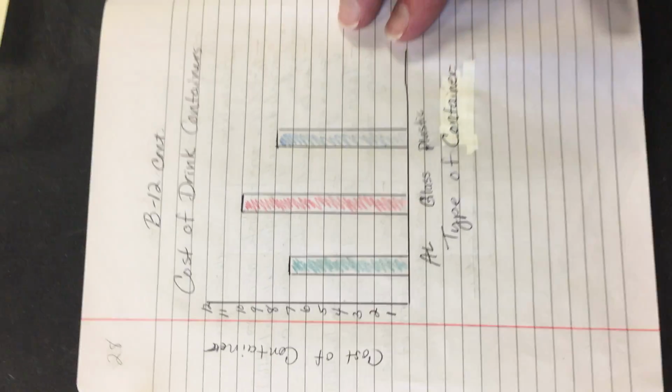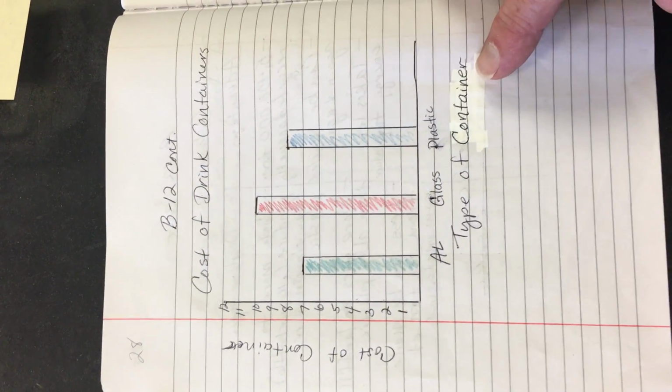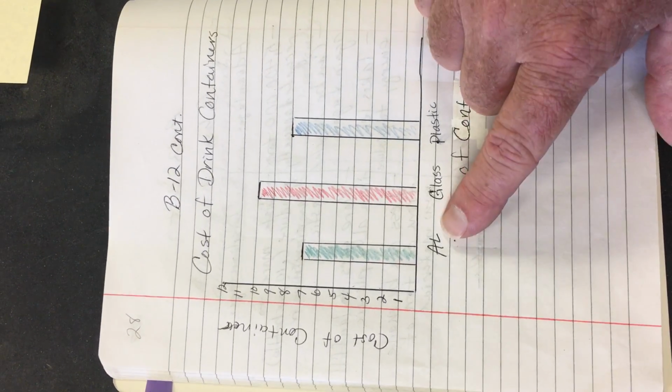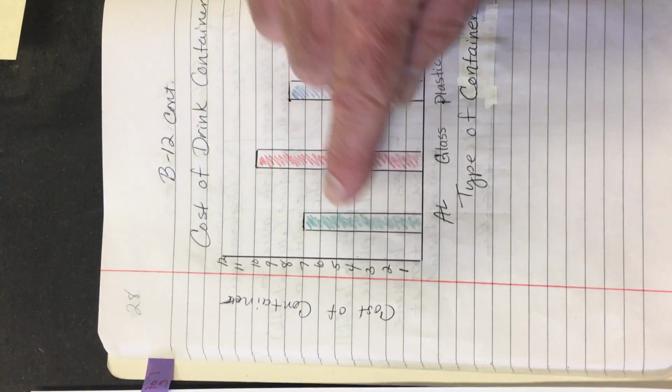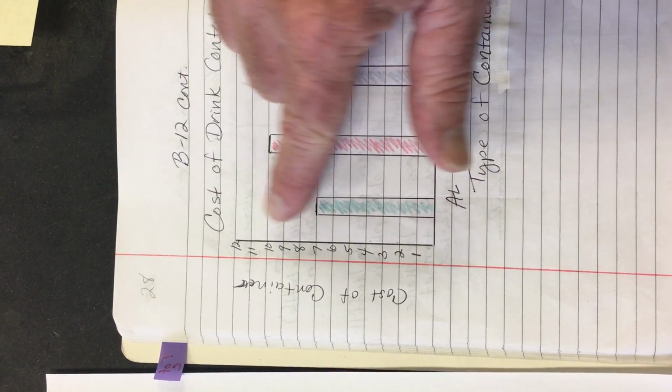So in my lab notebook, I'm going to come over here and I am going to give my chart a title, cost of drink containers. My x-axis is going to be type of container: aluminum, glass, and plastic. And then over here, I have my cost of container, which is my y-axis. And then I'm going to number.